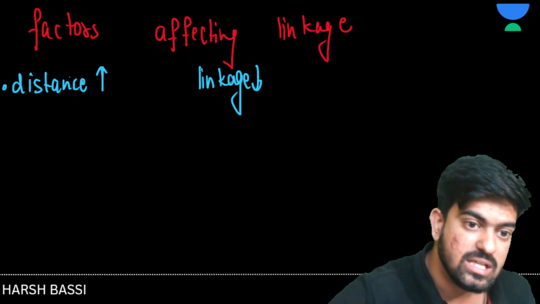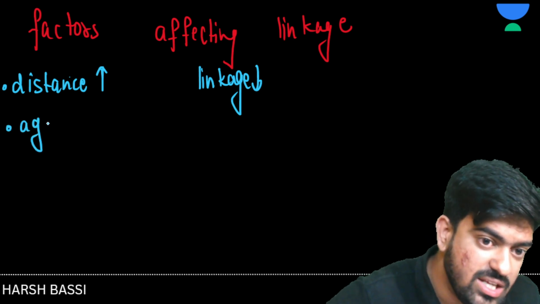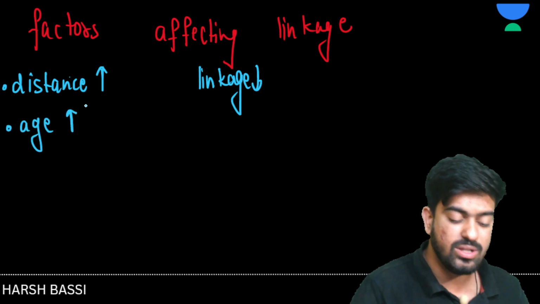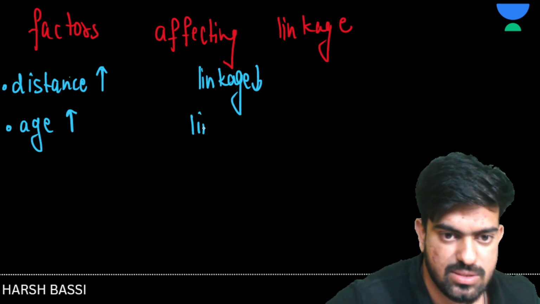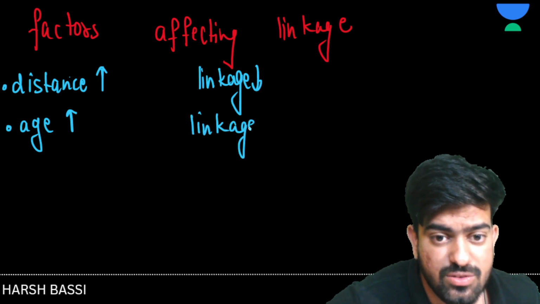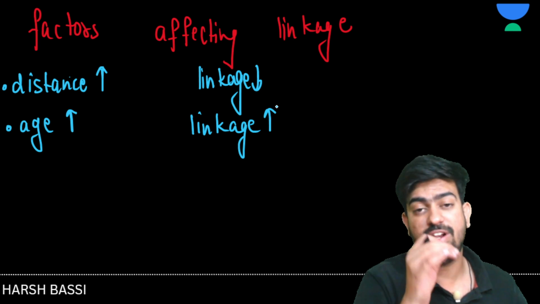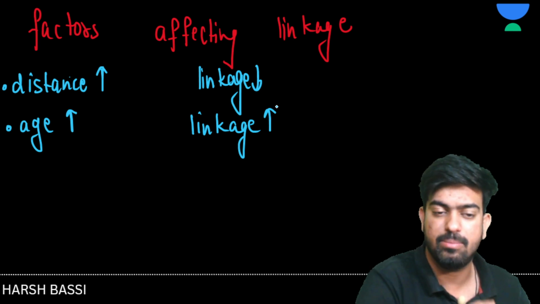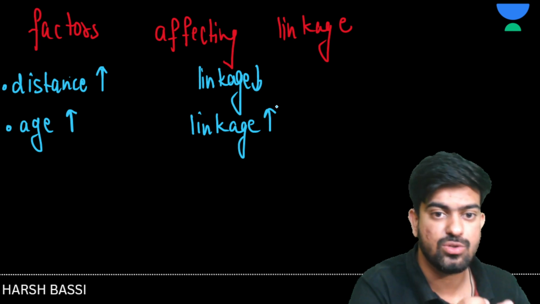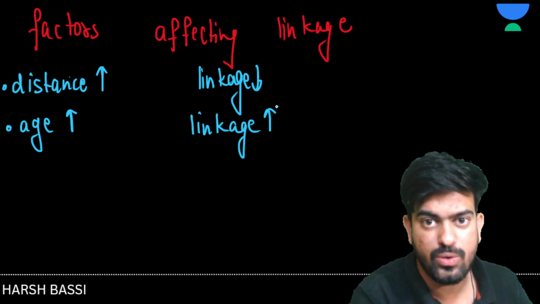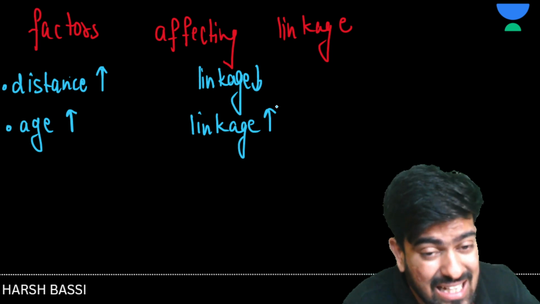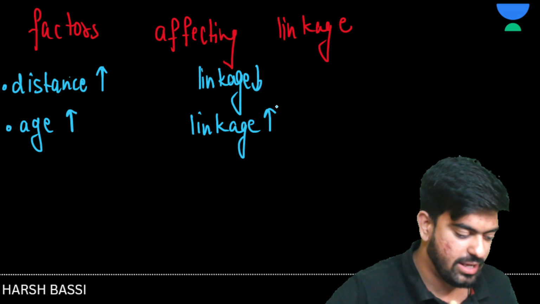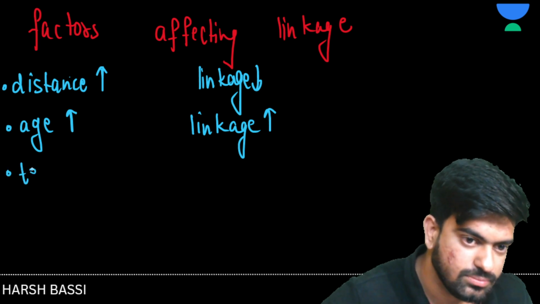Next what? See, age also. If age is more, then chances of linkage is increased. And this is the reason why we say that couples should not wait for a long time to have a baby, because as the age increases, the linkage is going to be increased, and it can create some problem.